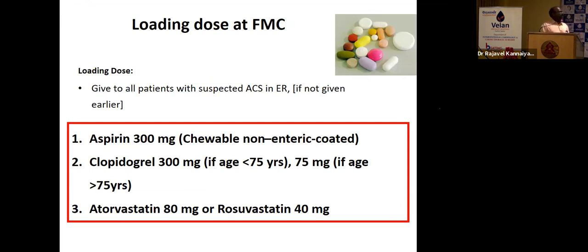Then first medical contact. If in the emergency ward any patient comes with acute MI, a loading dose should be given. The loading dose consists of aspirin 300 milligram, clopidogrel 300 milligram, and atorvastatin 80 milligram or rosuvastatin 40 milligram. This standard loading dose should be given if any patient comes to the ER with an ACS. ACS includes ST elevation MI, non-ST elevation MI, and unstable angina. Next.